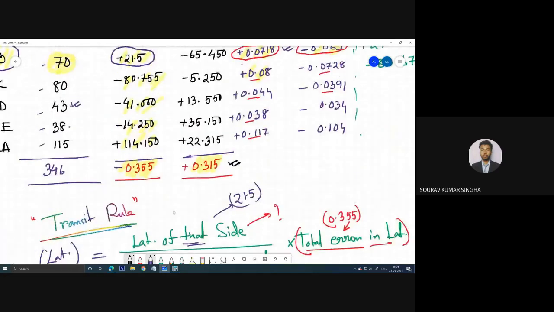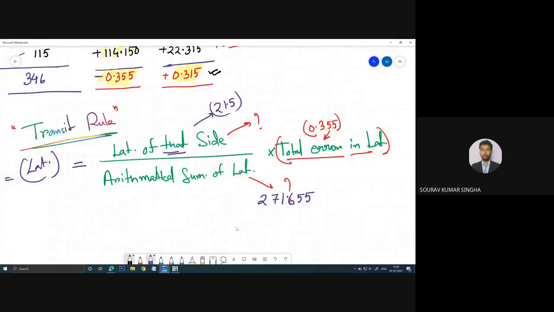May I show the screen? 21.5 plus 80.75 plus 41 plus 14.250 plus 4.15 is 271.655, the same value. Yes, 271.655. It is a correct one, Rajdeep. So okay, we got the value.